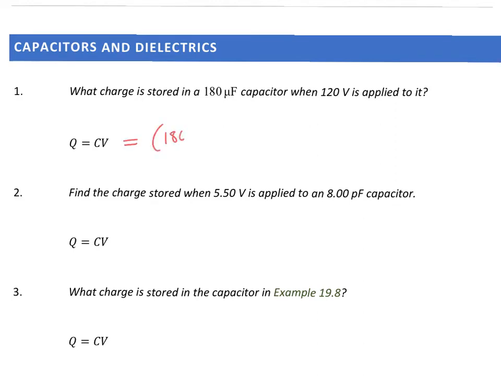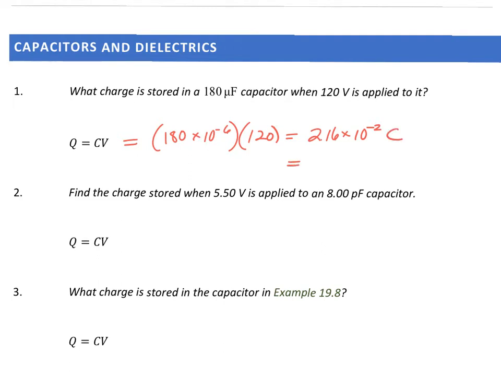So you'd have 180 times 10 to the minus 6 times 120. You could use the symbols, but as long as you're dealing in farads for capacitance and volts for voltage, then you can just multiply the numbers, and you'd get 2.16 times 10 to the minus 2 coulombs.